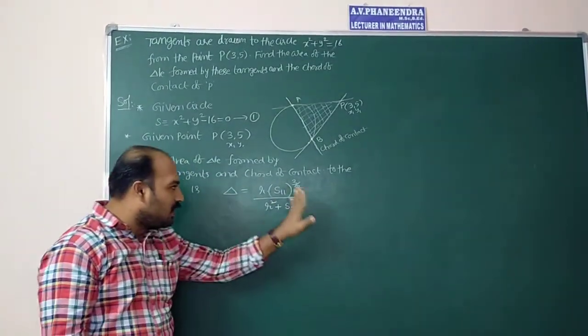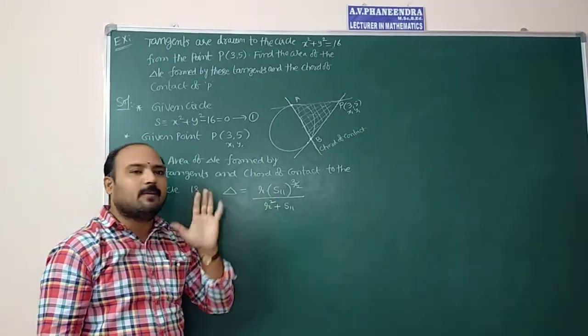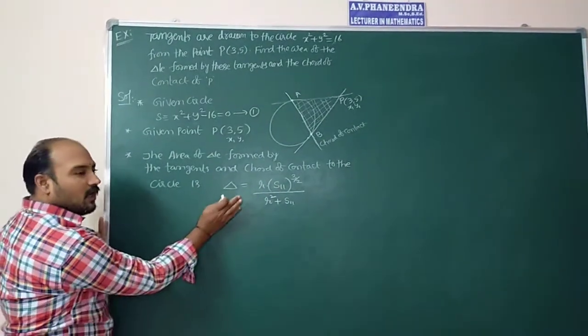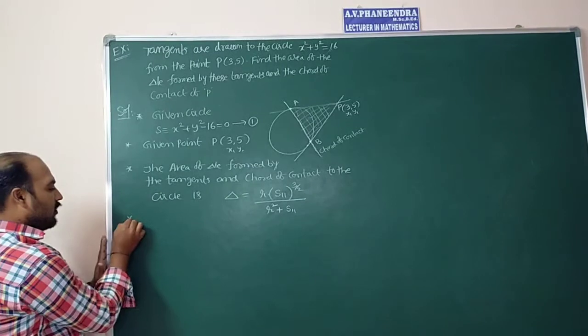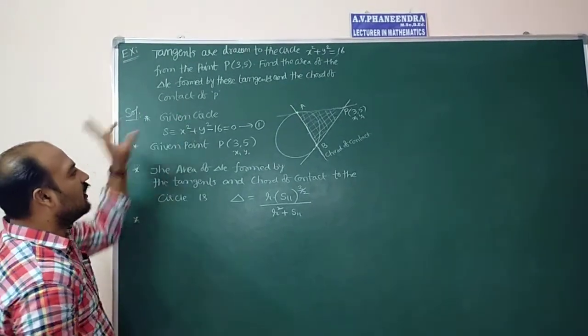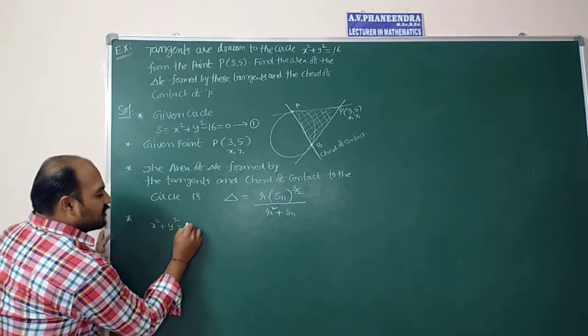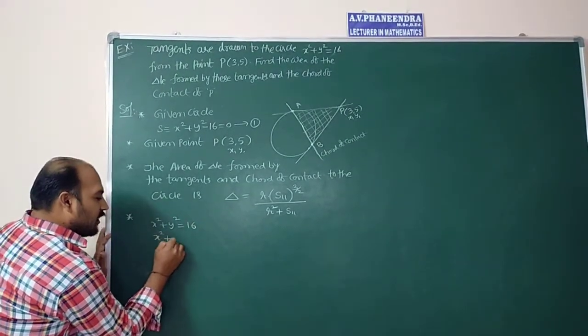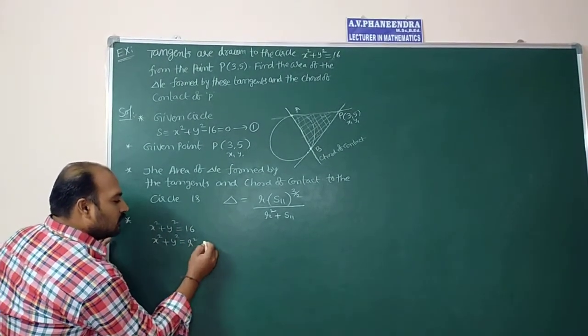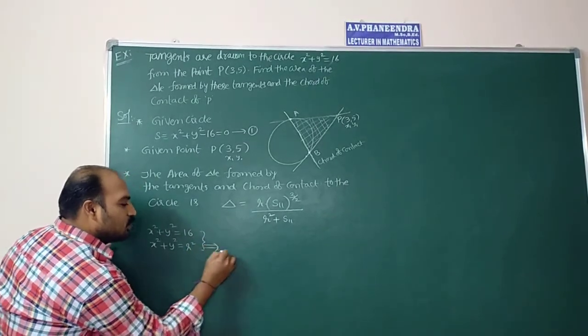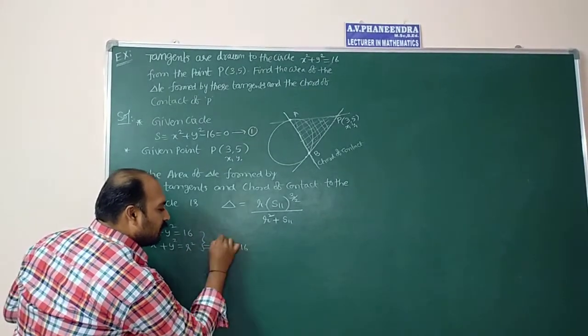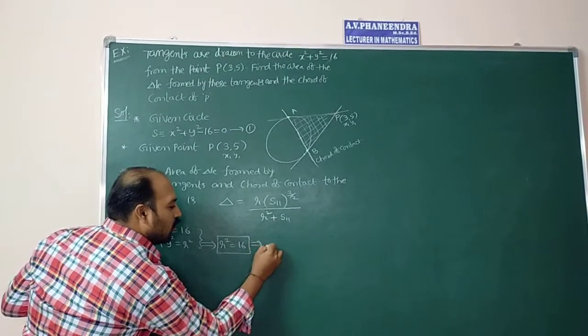So, what values are required here? Radius and S11 value are required to calculate that area. So, one by one we have to calculate. First, the radius of the circle you can calculate. Here, circle is x square plus y square is equal to 16. x square plus y square is equal to R square. Comparing these two, R square is equal to 16. So, R is equal to 4. We got it.